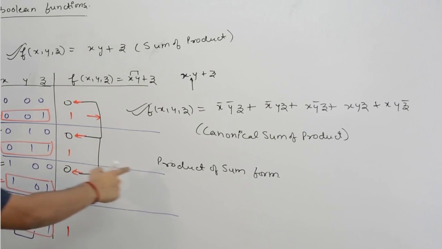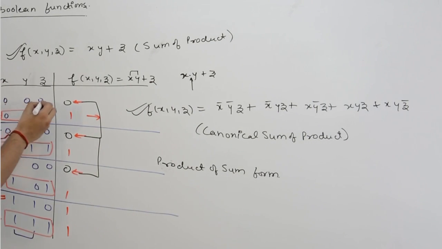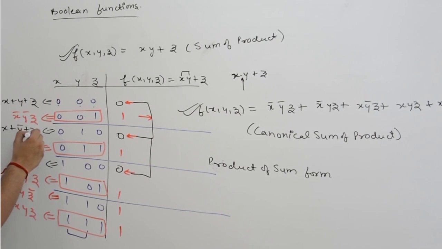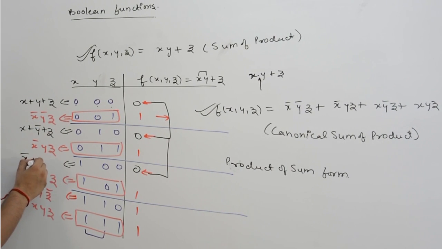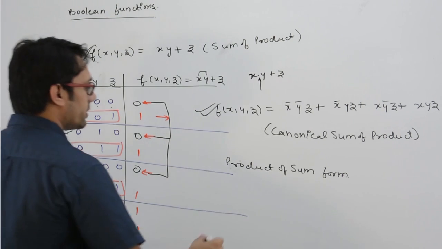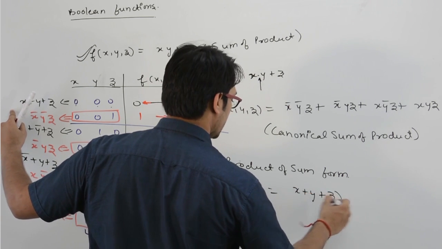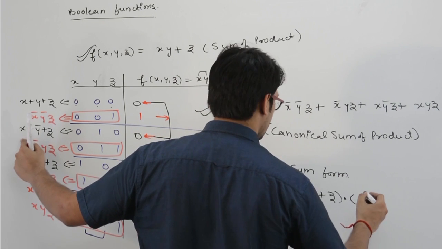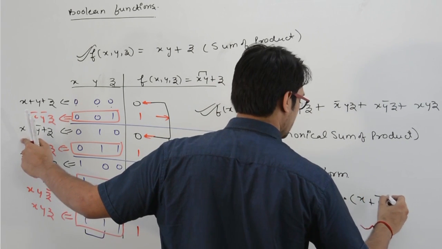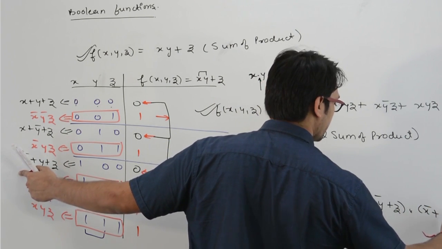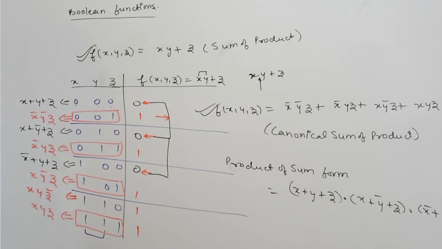And if we have product of sum form, we take a value which is non-complemented for zeros. So it can be written as x plus y plus z, x plus y complement plus z, and x complement plus y plus z. So product of sum form can also be written like this: x plus y plus z, dot, x plus y complement plus z, dot, x complement plus y plus z.